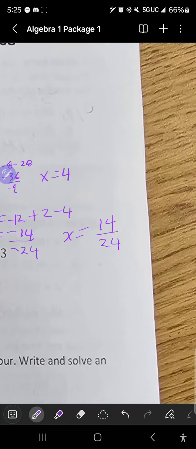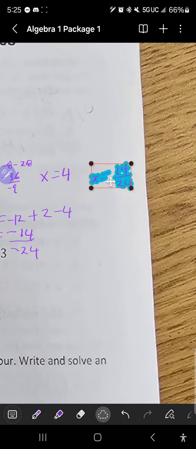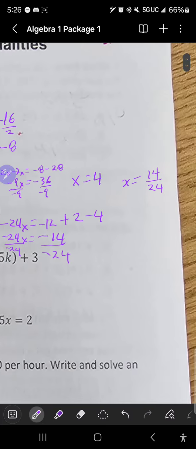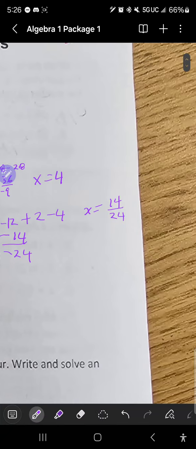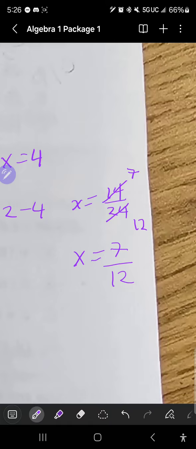Now the tricky part is that you cannot leave an answer like that, since you see these two numbers are even. Since these two numbers are even, we can divide them by 2. So 14 divided by 2 is going to be 7, and 24 divided by 2 is going to be 12. And our result is going to be 7 over 12.